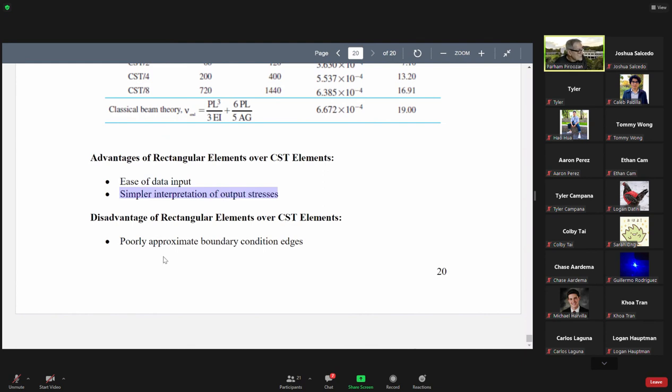But the disadvantage is that poorly approximate boundary conditions. In general, triangular elements are better for curved boundaries, for edges. When we have curved surfaces or so, they do better versus rectangular elements. All right, so these are the disadvantages and advantages of using rectangular elements.